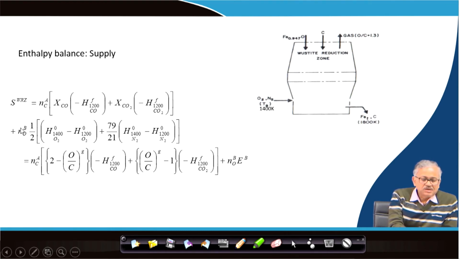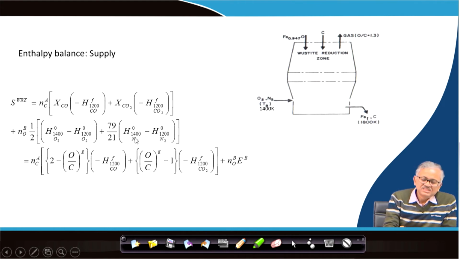NOV is basically the gram atom of oxygen that is entering, okay. And half is there because this is the standard enthalpy of oxygen at 1400 minus standard enthalpy of oxygen at 1200, and half because NOV is gram atom. So, 2 gram atoms of oxygen make 1 mole of oxygen. That is why the half term is coming, and plus the nitrogen also: standard enthalpy of nitrogen entering at 1400 minus nitrogen leaving at 1200.